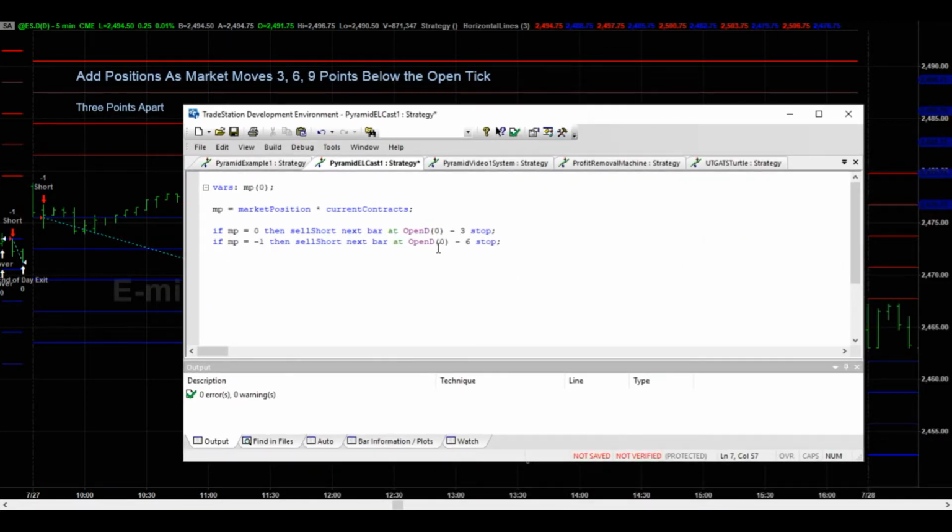Now, before I go on, let me really quickly explain what OpenD is. OpenD is a function. It's not an array element such as open or high, low, or close. OpenD is basically saying return the opening price of the day of this intraday chart. It could be a 30-minute chart, it could be a minute chart, it could be a 2-hour chart, it doesn't matter. Whatever the opening tick of the day on this intraday chart, that value is going to be stored in OpenD subscript 0, 0 meaning today.